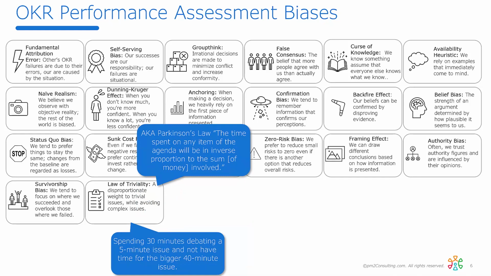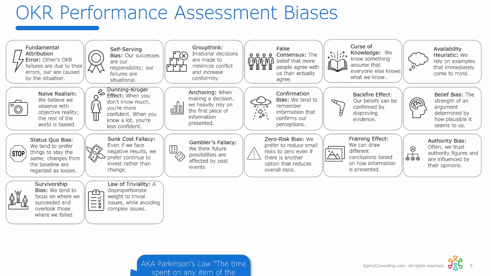Now, this is also known as Parkinson's law. And that law says the time spent on any item will be the inverse to the proportion of the sum of money involved. So the less money, the more time you spend debating it. And probably it's because we can get our brain around it better. The bigger, more expensive things, they're complicated problems, and we tend to dodge those.